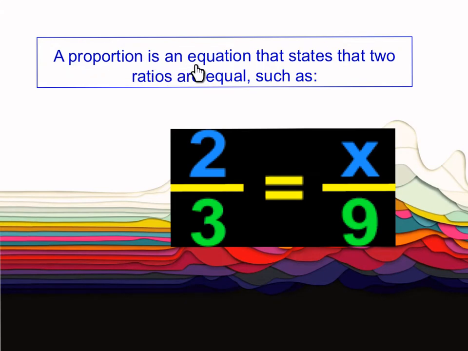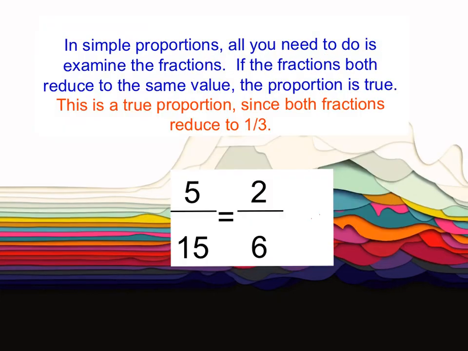A proportion is an equation that states that two ratios are equal, such as 2 to 3 equals x to 9. I would underline some key words, like what a proportion is: an equation that states that two ratios are equal. In simple proportions, all you need to do is examine the fractions. If the fractions both reduce to the same value, the proportion is true. Let's underline some of that. They have to reduce to the same value for the proportion to be true.